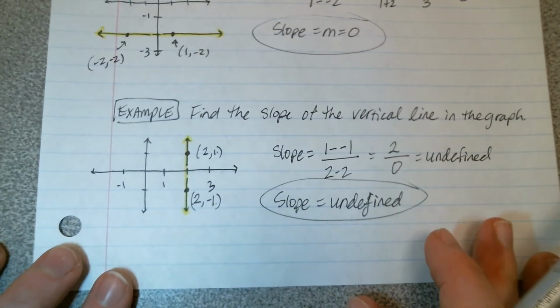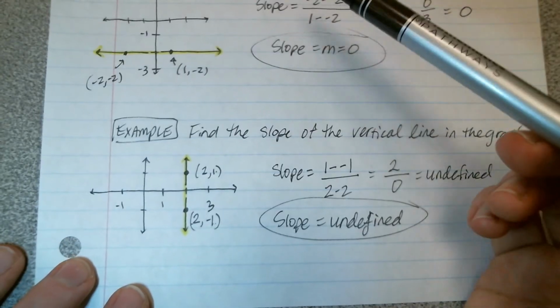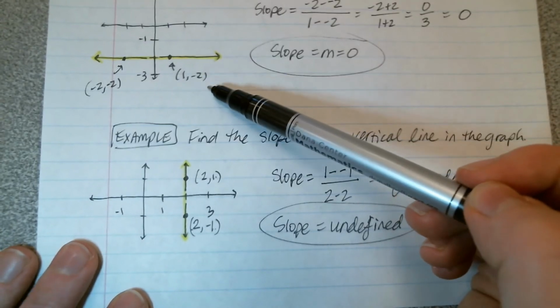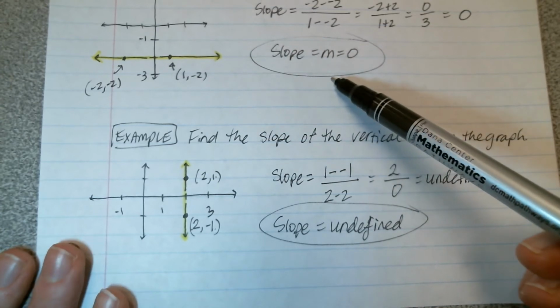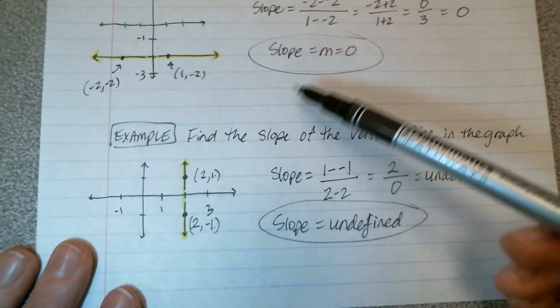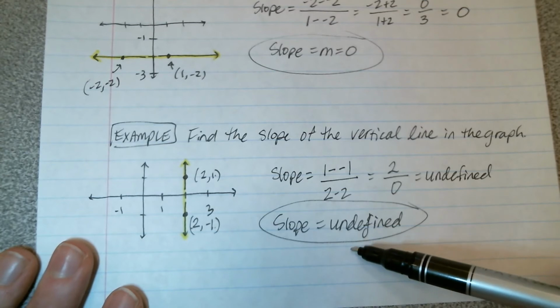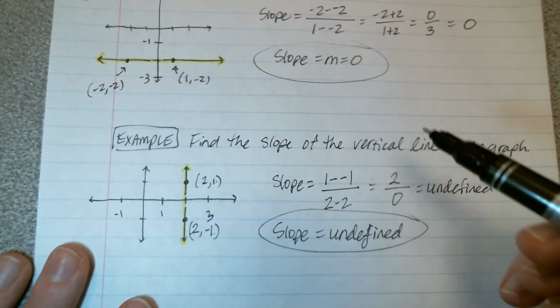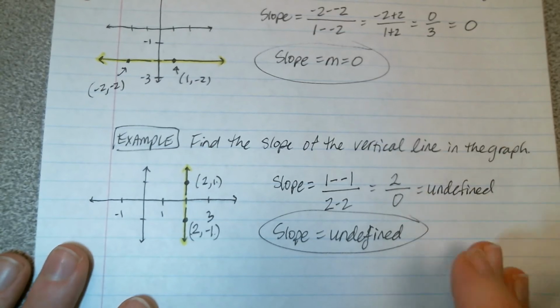And this is really important to note about horizontal and vertical lines. Every single horizontal line is going to have a slope of 0, and every vertical line is going to have a slope that's undefined. And this completely influences the way that we write the equations for these lines.